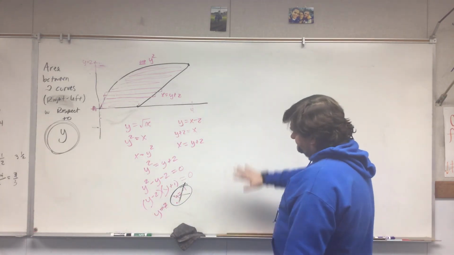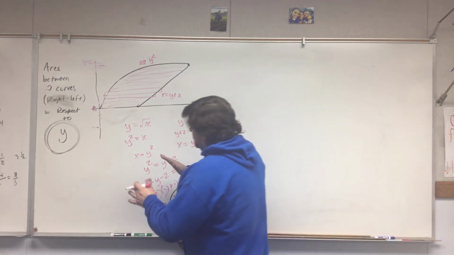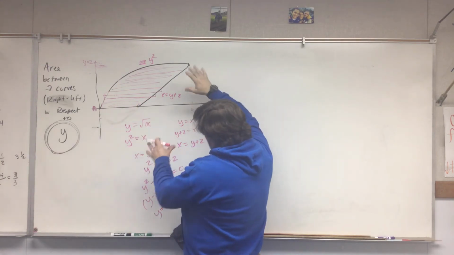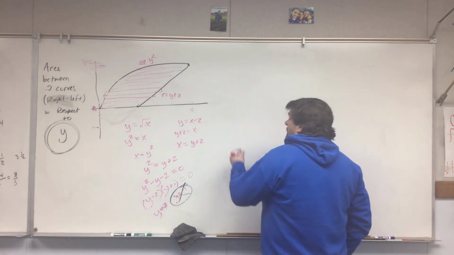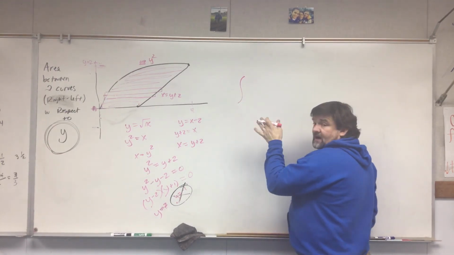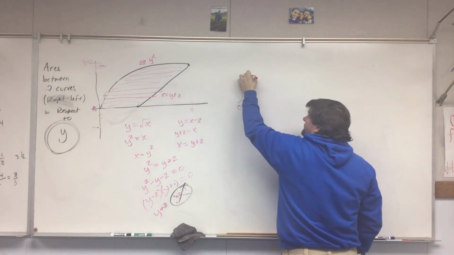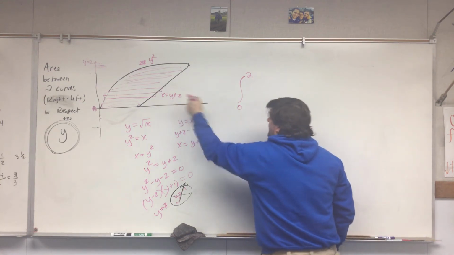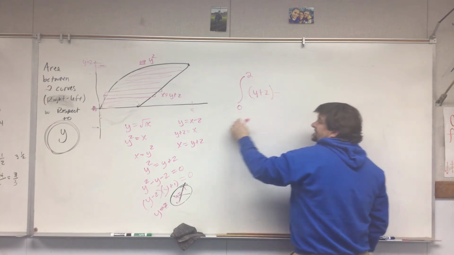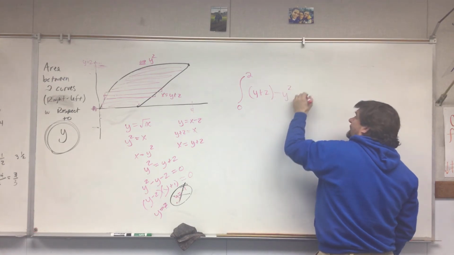So we've got this piece. Let's clean all this stuff up. We're going left to right. So in other words, we have to take the right value, which is our bigger equation. If you flip it over, it's kind of like this is the top. So we're going to take the integral of what? The integral from 0 to 2 of the right value, y plus 2, minus the left value, y squared, dy.